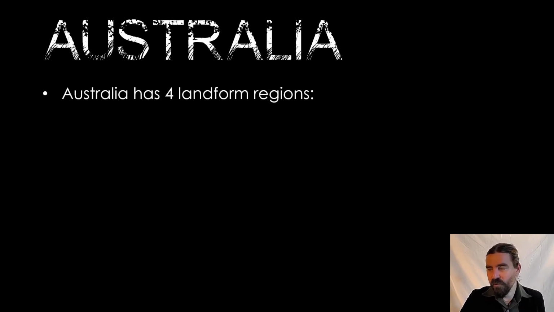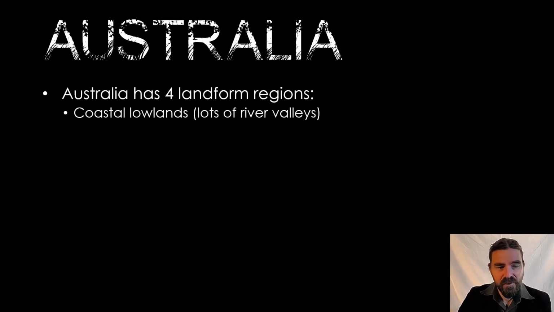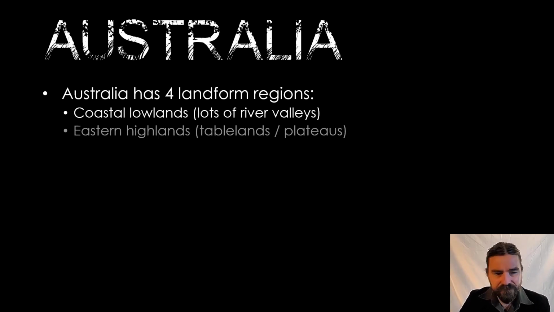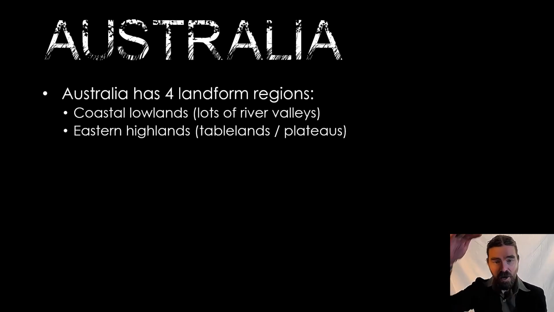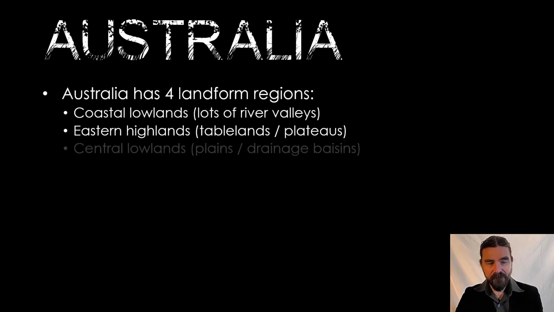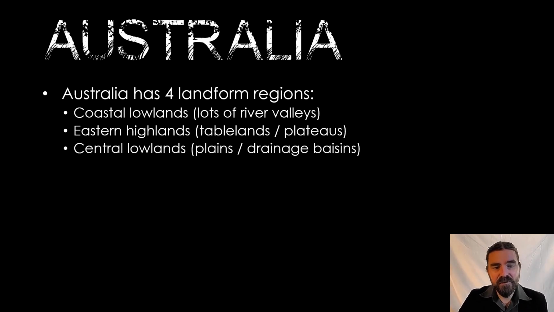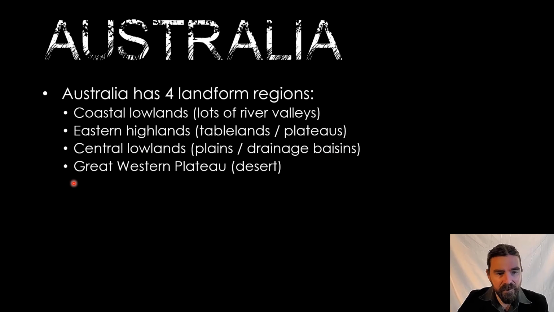Let's talk about Australia. Australia has 4 landform regions. The coastal lowlands with lots of river valleys, which is us here in Melbourne. We've got the eastern highlands, that's tablelands, so high flat areas. You get your central lowlands, that's all the deserts. I spelt basins wrong there. There shouldn't be an I there. B-A-S-I-N-S. And then we've got the Great Western Plateau. So that's the mega desert.